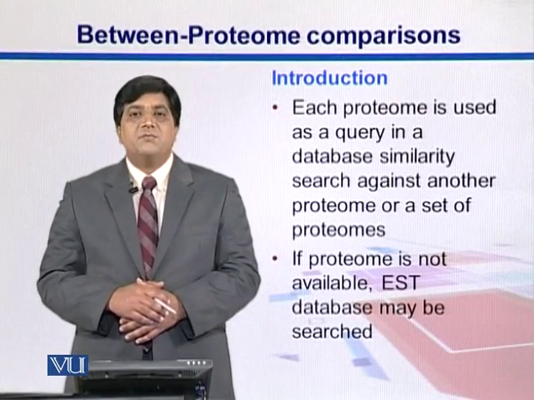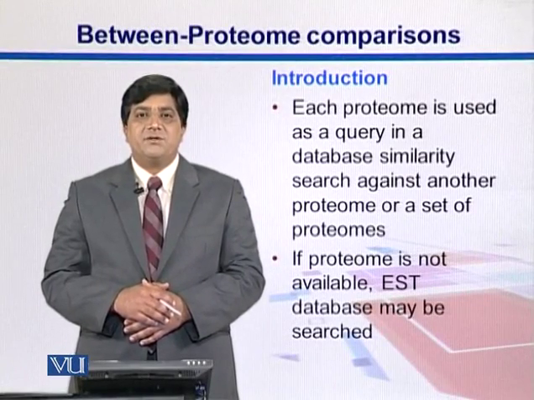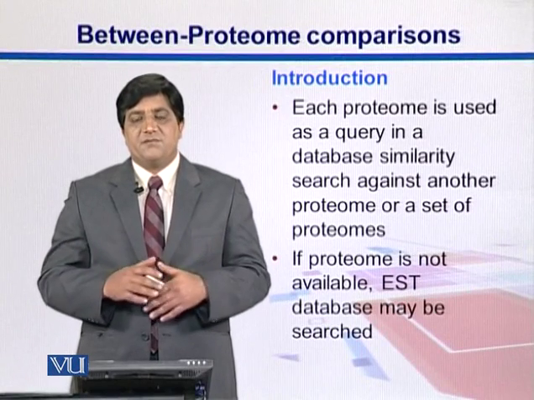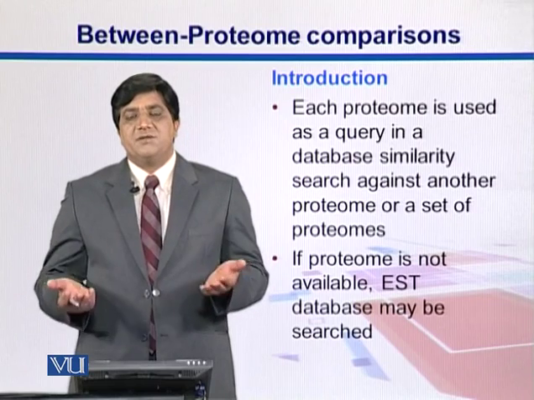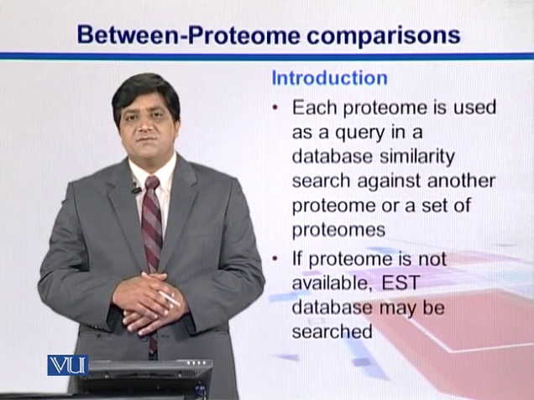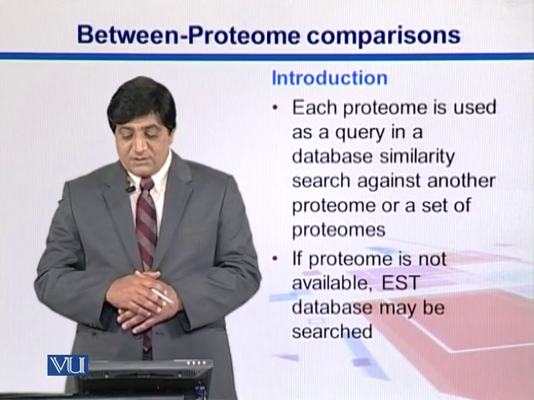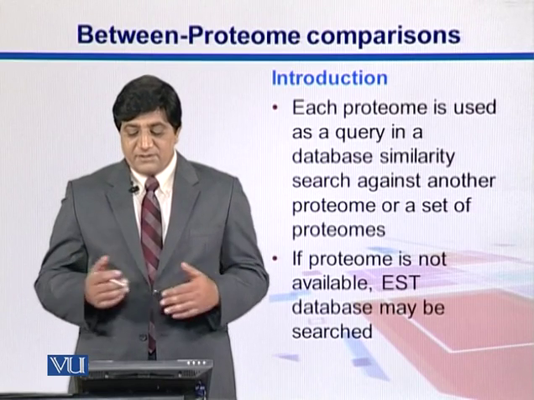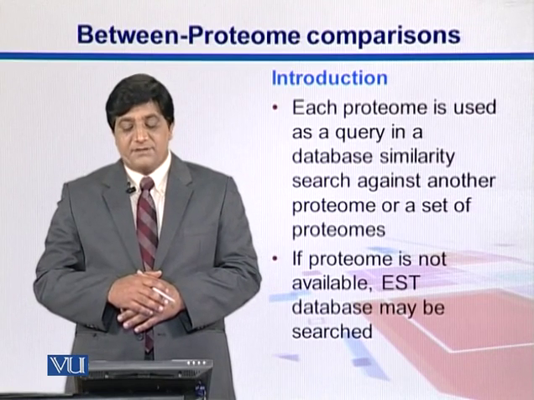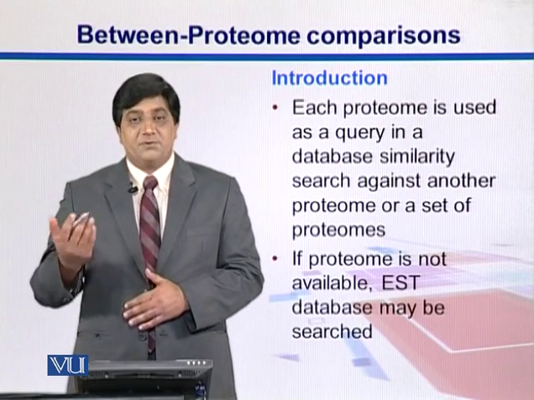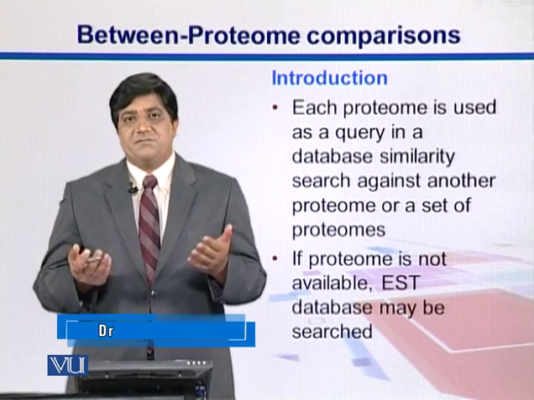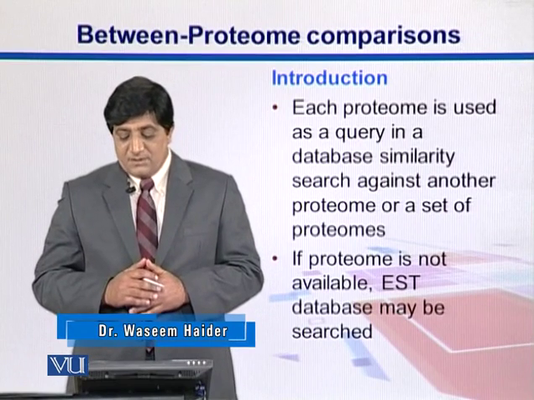So in between proteome comparisons, we compare the proteomes from different organisms with one another. In this way, we can find the genes which are similar between those organisms. We call them orthologous genes. So here what we do is we take the proteome as a query and we do a database similarity search against another proteome, or there can be the whole database where we can have the set of proteomes.